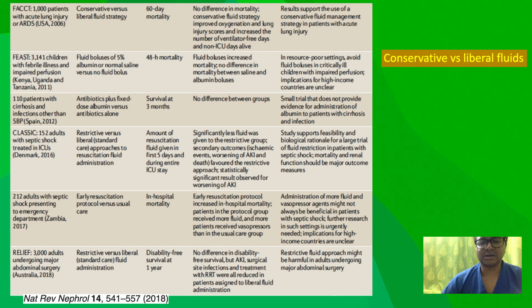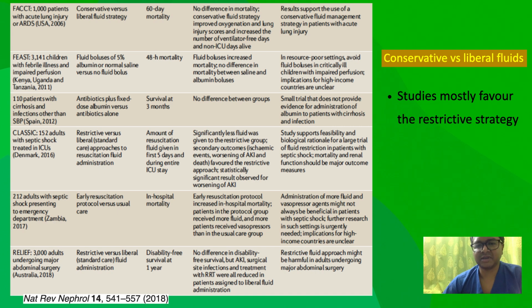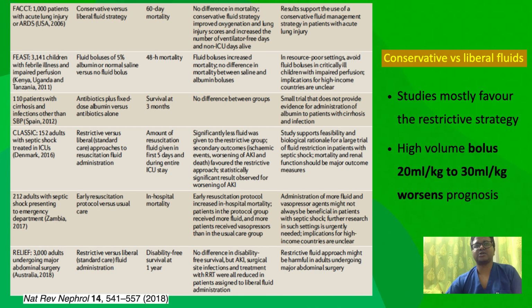People have also done studies to look at differences in outcome between conservative and liberal fluid management in critically ill patients, and most of the studies have favored the restrictive strategy. It has also been shown that high volume initial resuscitation, in the form of a bolus of 20 to 30 ml per kg of fluids, can actually worsen patient prognosis. The FEAST trial in Africa, which was done in febrile children, showed that an initial 20 ml per kg bolus, whatever fluid we have given, actually worsened prognosis and mortality rather than improving it. So we must be very cautious when we are giving an initial high volume of bolus fluids to our patients.